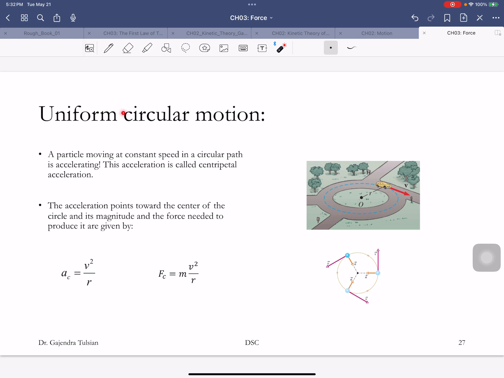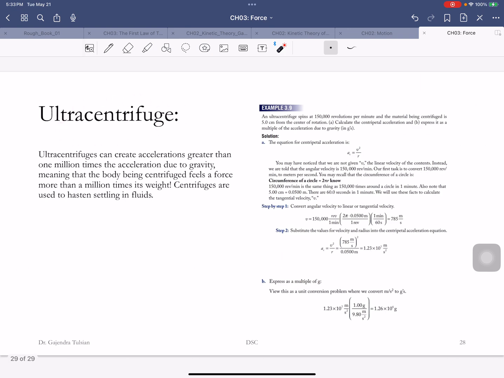The last topic we'll consider is uniform circular motion. When you're driving in a circle at constant speed, the magnitude of the velocity is not changing, but the direction of the velocity is changing, and you have a centripetal acceleration. The centripetal acceleration is speed squared divided by r. It's called centripetal acceleration because the acceleration points towards the center. And to have any acceleration, you have to apply a centripetal force: mass times the acceleration. We'll use this idea in ultracentrifuges.